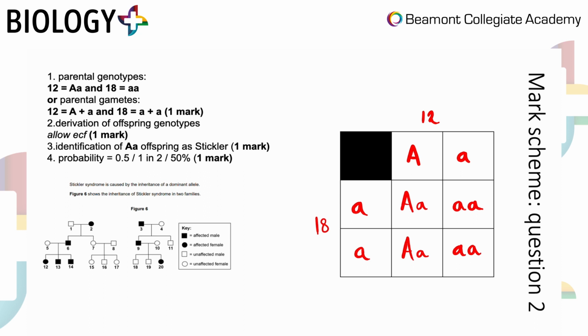Here's the GCSE mark scheme and a Punnett square that has been completed for you. So both parents will be heterozygous in their genotype. Complete the Punnett square. Identification of AA as Stickler. Therefore, the probability would be 1 in 2, so a 50% chance.